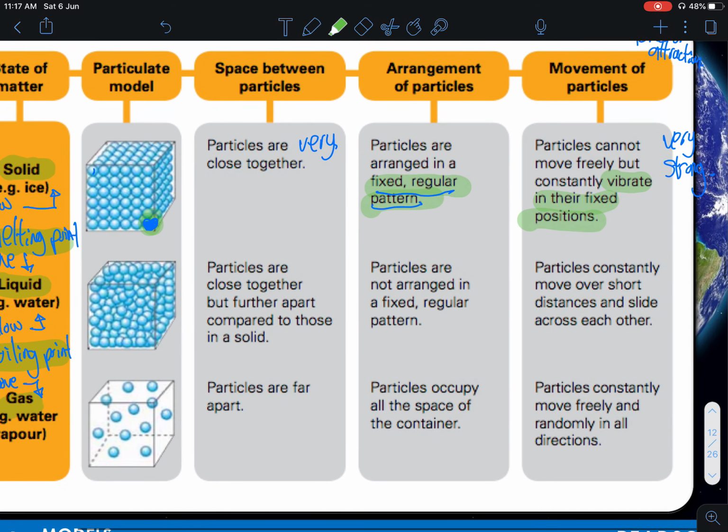Next, we look at the liquid. The particles are closer together, but not as close as in a solid. Because they are not very close together, there is a little bit more space. These particles are not arranged in a fixed regular pattern. What actually happens is they are arranged in an irregular pattern.